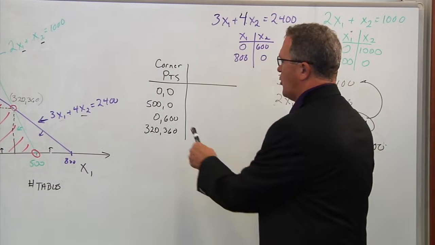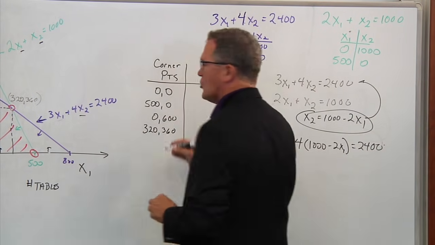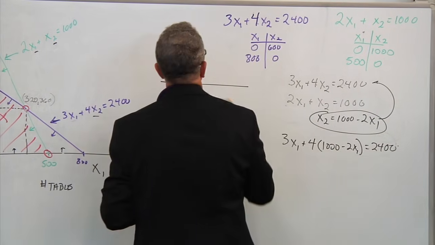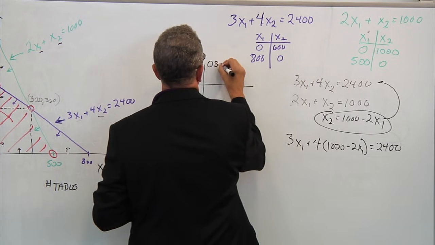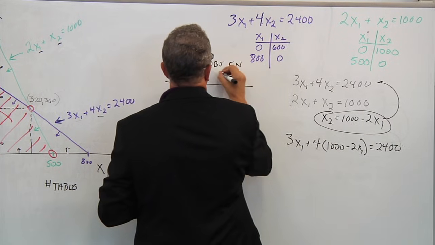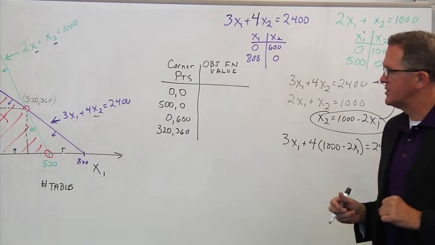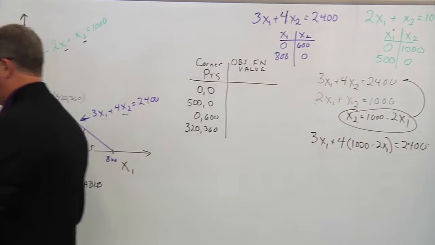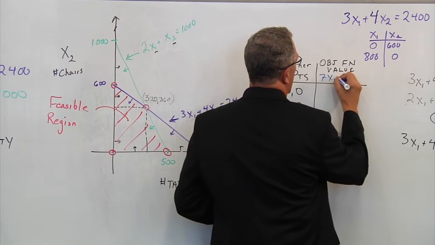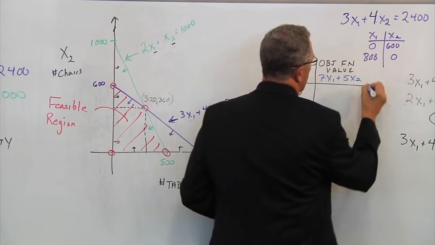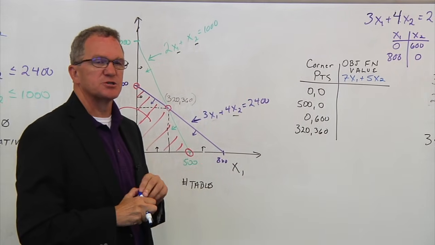All right? So do it whichever way you want. Once I've solved for x1 and x2, the next thing I do, I've got all my corner points, and I turn around and I find out what the objective function value is at each corner point. My objective function, again, is 7x1 plus 5x2.